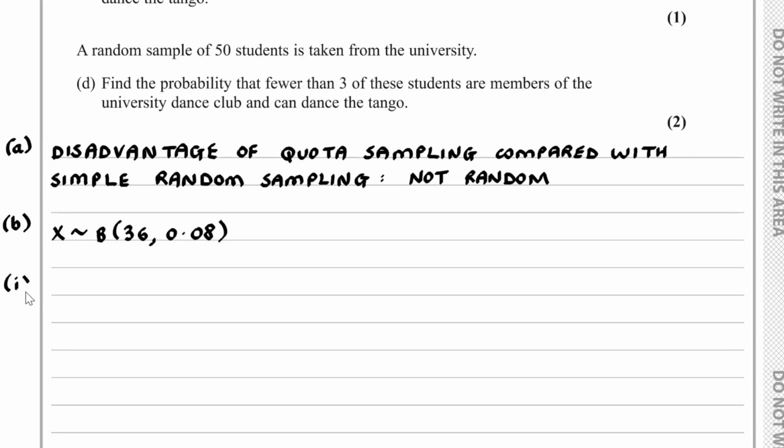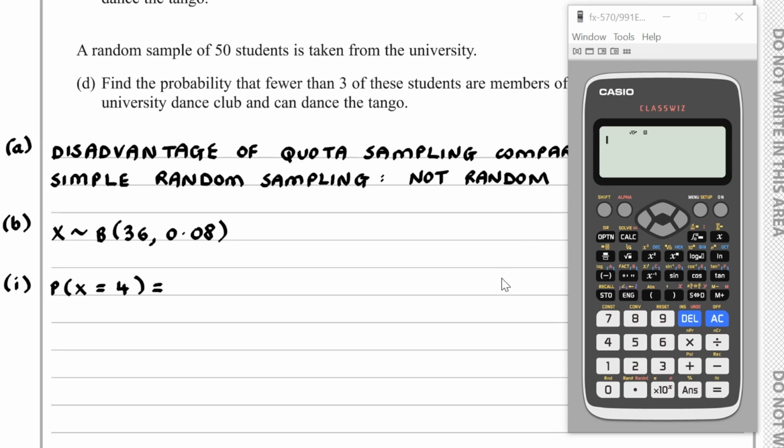So, when we come to find the probability that X is equal to 4, we can use our calculator. If we go to the menu and then the distribution sub-menu, press option 4 for binomial PD. X is 4, n is 36, p is 0.08. It turns out the probability that X is equal to 4 is 0.167387, etc.